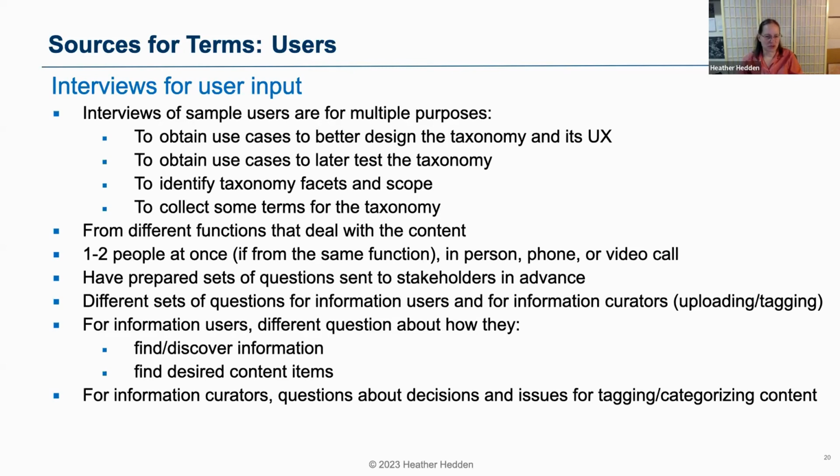So for the information users, questions about how they find or discover information, how they find desired content items. And remember, that's two different kinds of finding. One is I need to find some information, I don't know where it is, it could be here, there. Or they're looking for a document or a page. So those are different activities a little bit, and they result in different types of searches. And then for the information curators, questions are about decisions and issues for tagging and categorizing content.